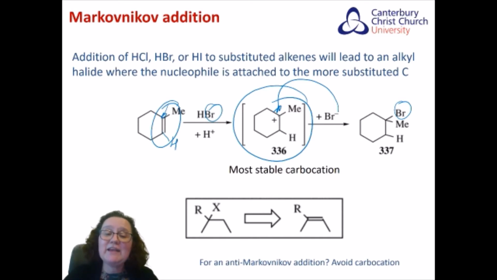You can have an anti-Markovnikov addition, which means the substitution happens at the least substituted carbon. But for that, you need a mechanism which avoids forming a carbocation. The way to do that, for example, is going through radicals.